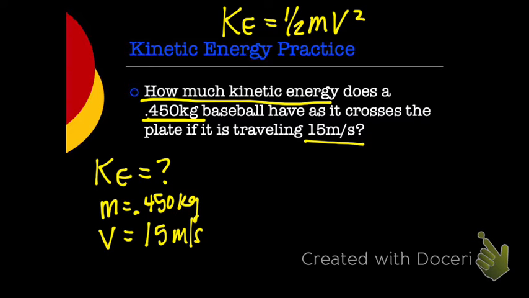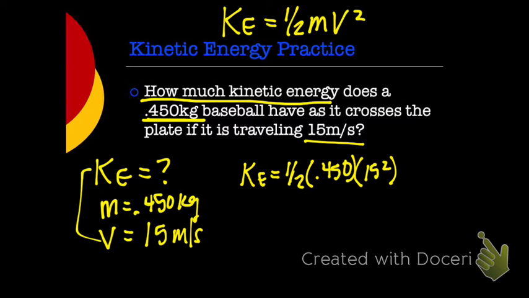You can leave the units on, but it doesn't change the way we solve any of our problems. You can leave the meters per second on when you plug it in, but you don't necessarily have to. Now let's look at our equation. We're solving for KE. It equals 1/2 times m, which is 0.450, times 15 squared. Then we just plug it into our calculator and solve it. That's it, pretty simple, right? We take the information out, make ourselves a list, and then plug it into the equation to find our kinetic energy.